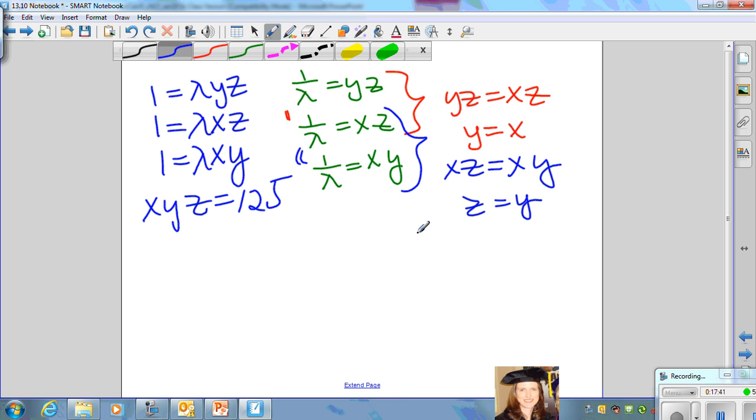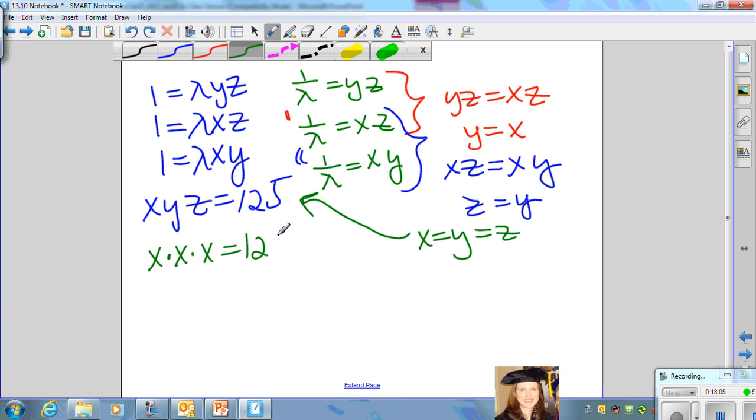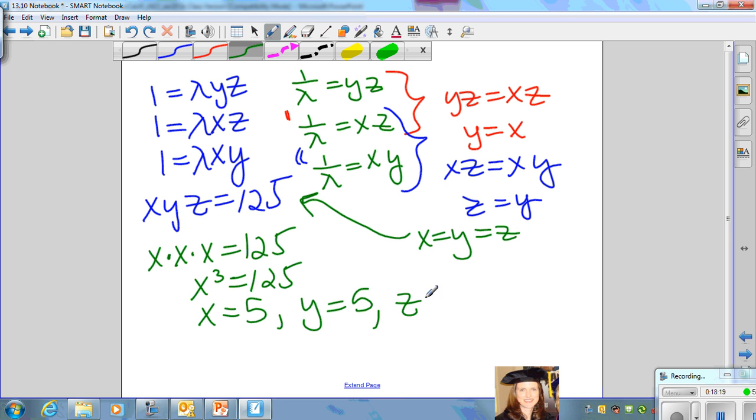So we can say that x is equal to y, and y is equal to z, then x and y and z are all equal. So let's plug that into that constraint equation to find the value for x, y, and z. If we replace y with x, and z with x, then you get the equation x to the third is equal to 125. Take the cube root of both sides to get x is equal to 5. So if x is equal to 5, that means y is equal to 5 and z is equal to 5.